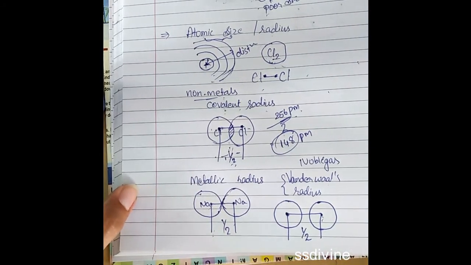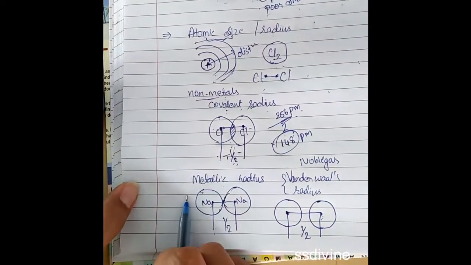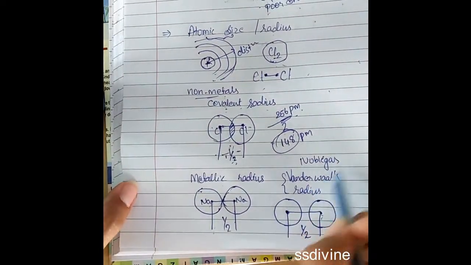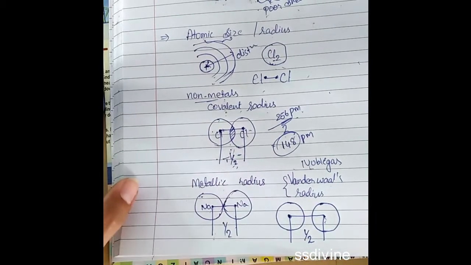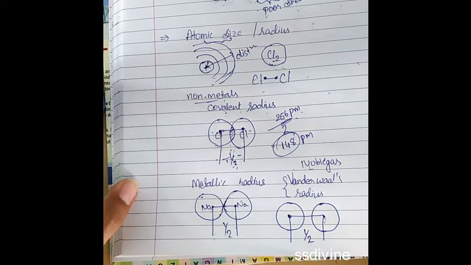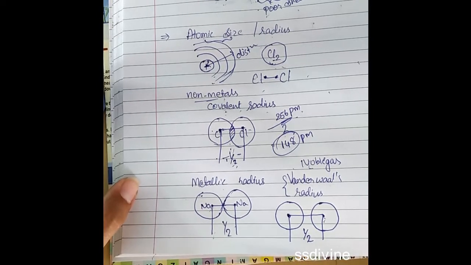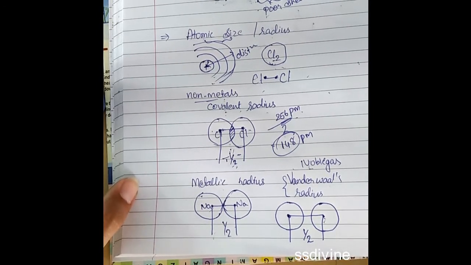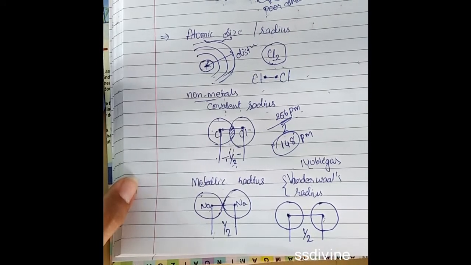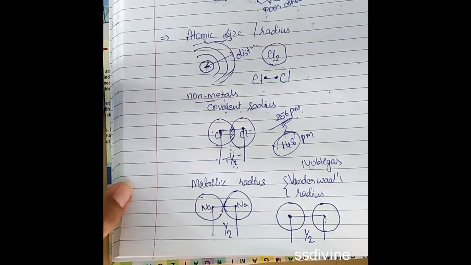So I think it will be clear that covalent radius is for non-metals, metallic radius is for metals, and van der Waals radius is for noble gas. So this is how we can calculate the atomic size or atomic radius. In the next lecture, we will learn about the trends of atomic size, and we will see what are the trends in group as well as period, and why there is difference or variation in d block elements in atomic size. Till then, go through the lecture and revise it. Thank you.